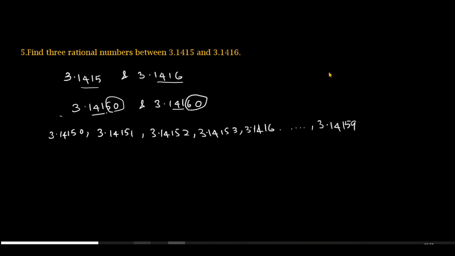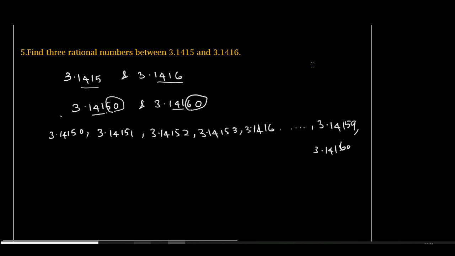3.14159. Then you can write 3.141516. So these many numbers are there. Like that you can increase the decimals on the right-hand side, and you can find any number in between.